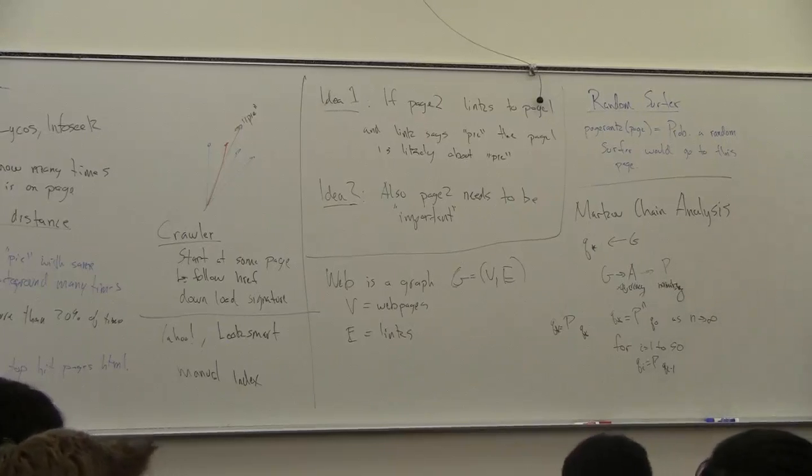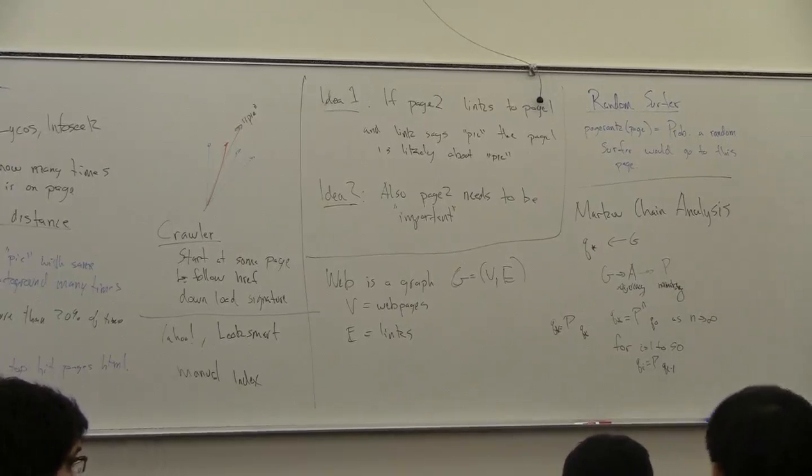What would happen if you reach a node which has no outgoing links? Good. This is a good question.